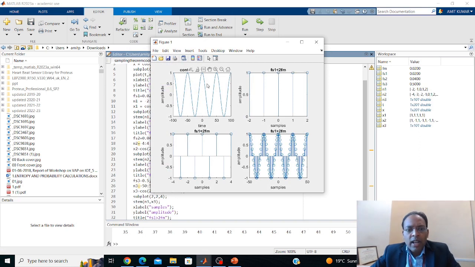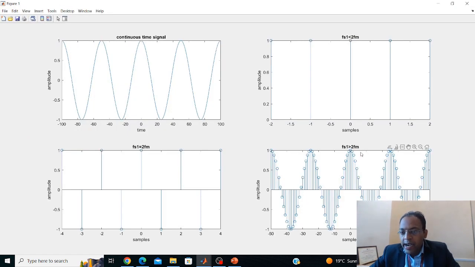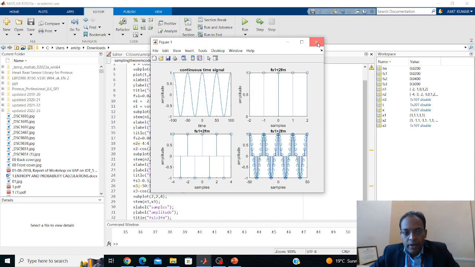So first is the graph for the continuous time signal. Second case, when sampling frequency is less than twice the maximum frequency of the signal. Third case, when sampling frequency is equal to twice the maximum frequency. And last case, when the sampling frequency is greater than twice the maximum frequency of the signal. In the last case, you can see that whenever the sampling frequency is greater than twice the maximum frequency, the signal will be properly sampled, and it can also be properly recovered.